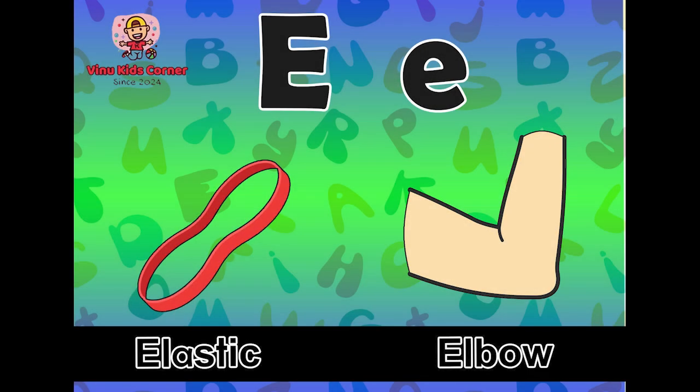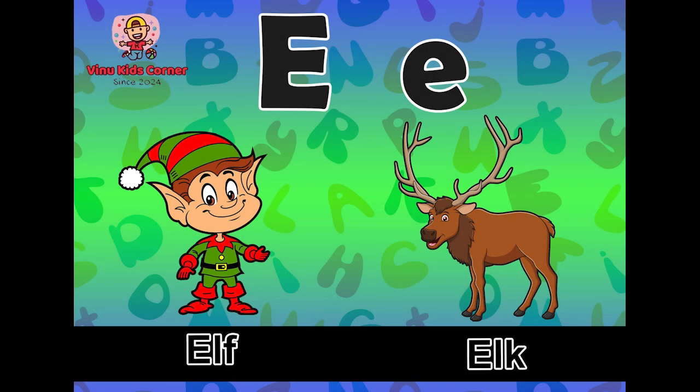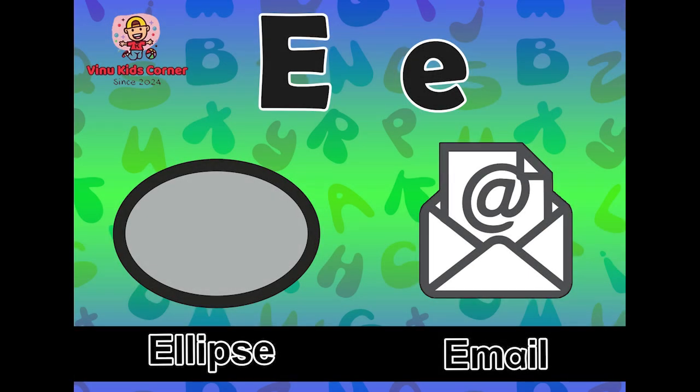E is for elastic. E is for elbow. E is for elephant. E is for elevator. E is for elf. E is for elk. E is for ellipse. E is for email.